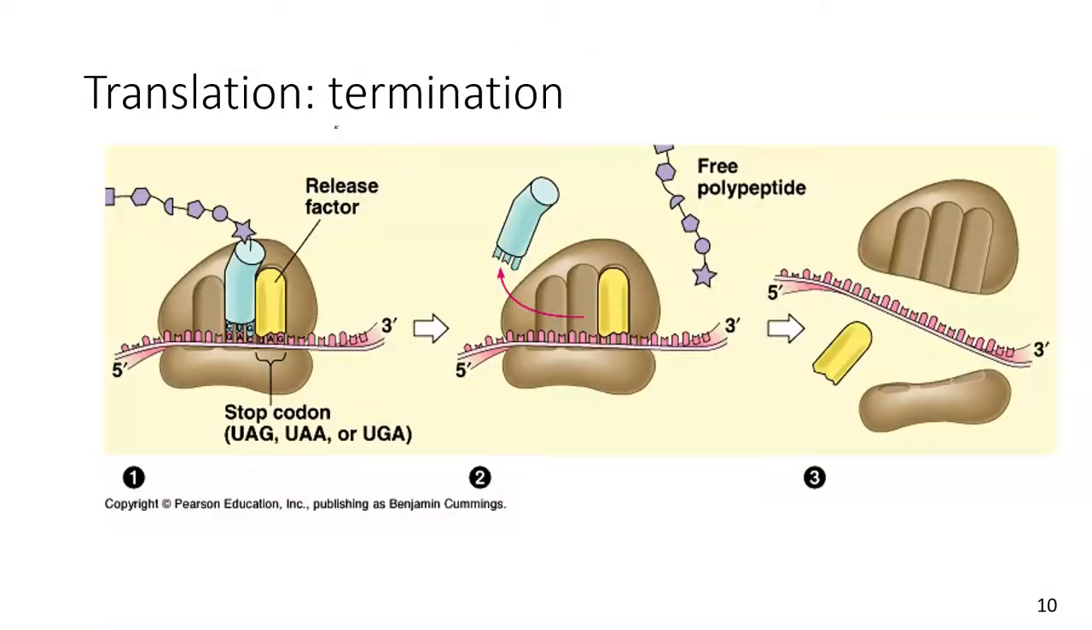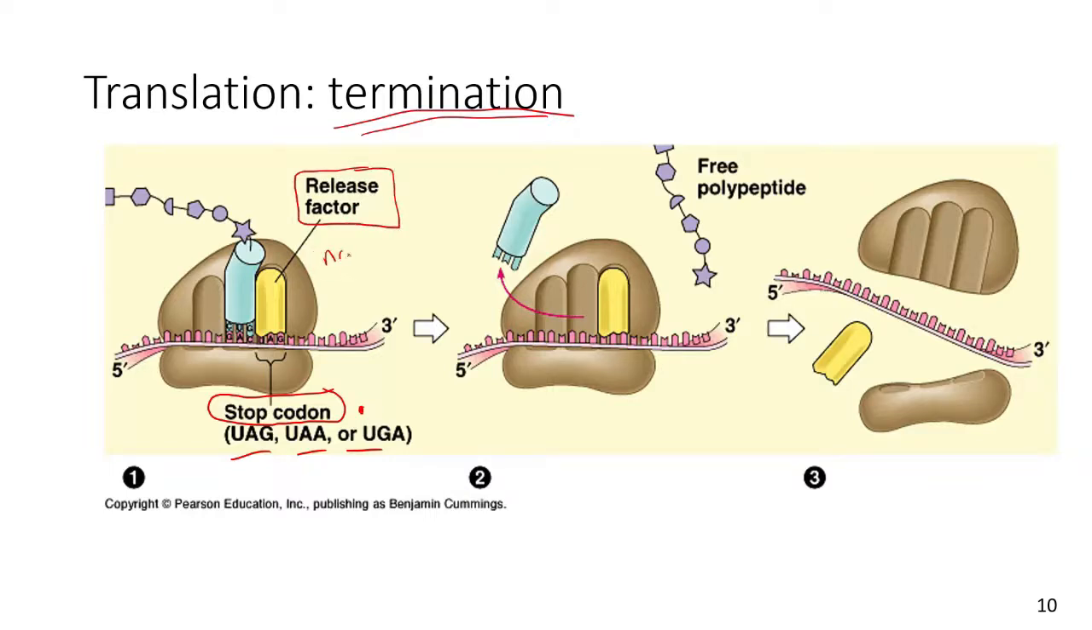The ending in translation, again called termination. Similar to transcription, we hit a stop sequence and then everything falls apart. So in this case, there are several different codons that say stop, kind of like coding for a period at the end of a sentence. And so if any of these three codons are the ones that show up, then a different type of tRNA binds there. It's a release factor.